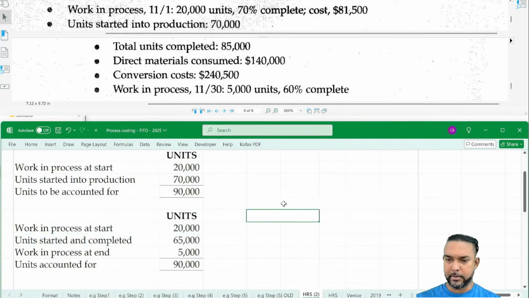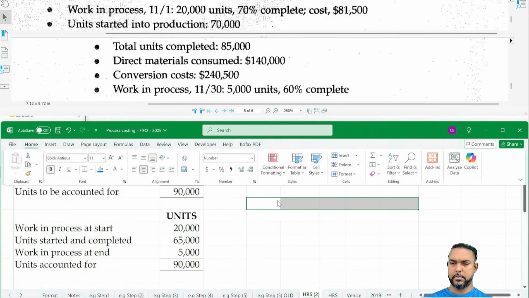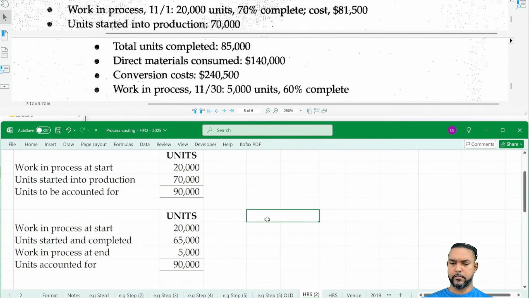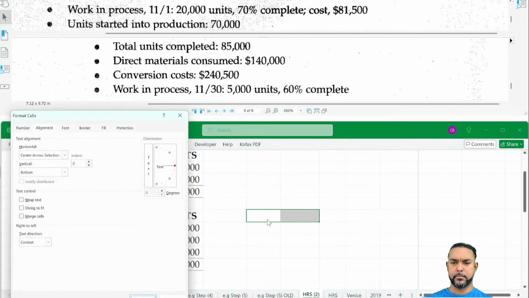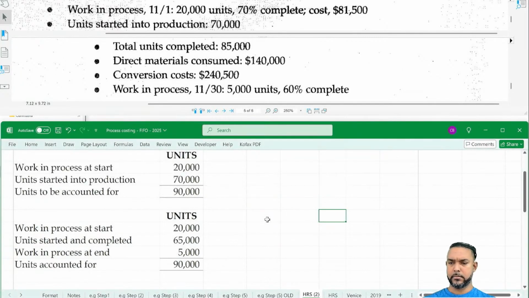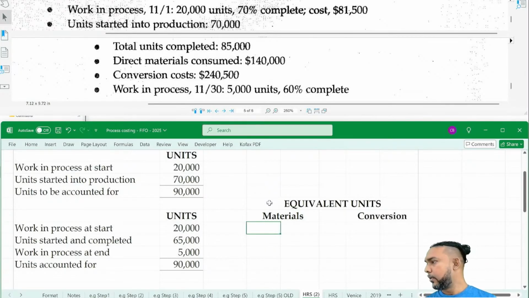I'm just gonna set up my stuff here, but okay, so equivalent units, materials, sorry, my bad, and conversion. All right. Yeah, thanks, Kami. I appreciate it.